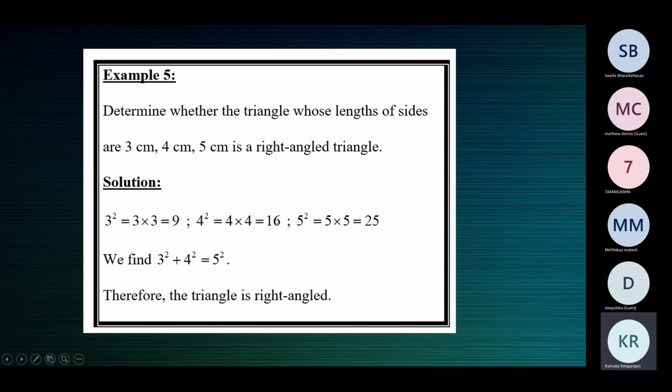When this is true, that is, when the sum of the squares of any two lengths is equal to the square of the third length, then the triangle is a right triangle. If the sum of the squares of any two sides is equal to the square of the third side, then the triangle is a right triangle.